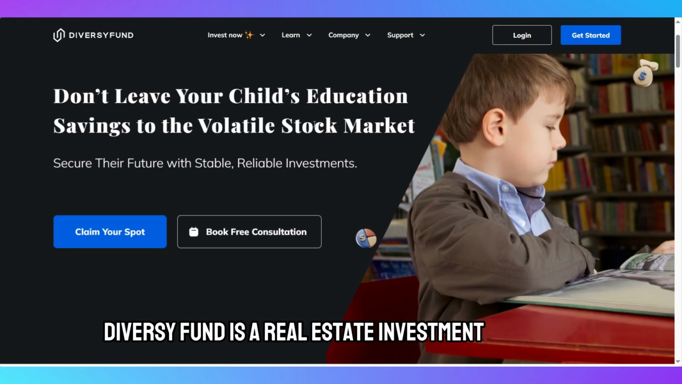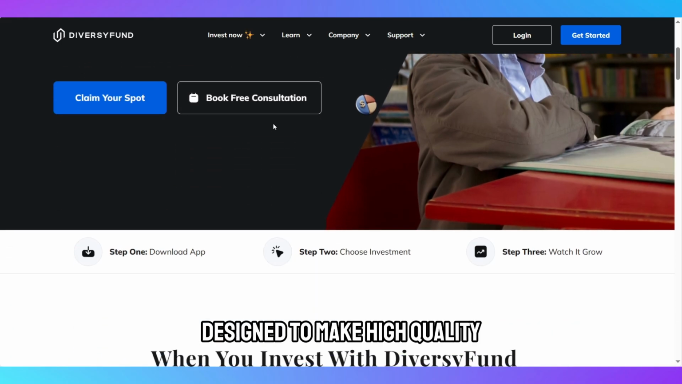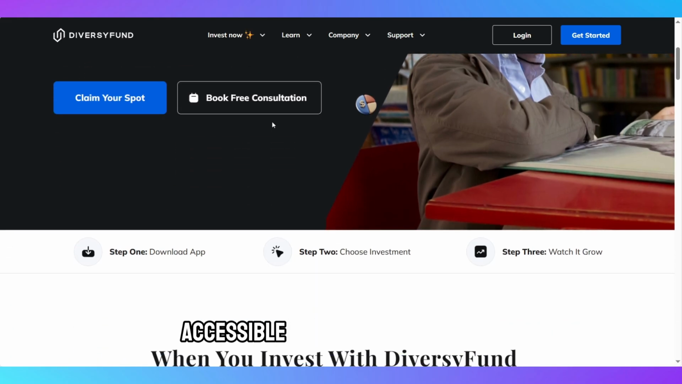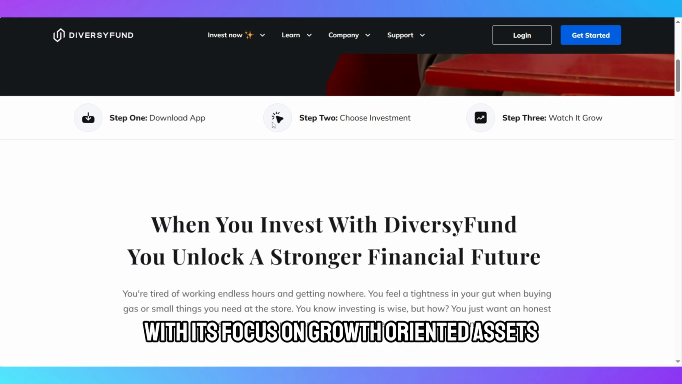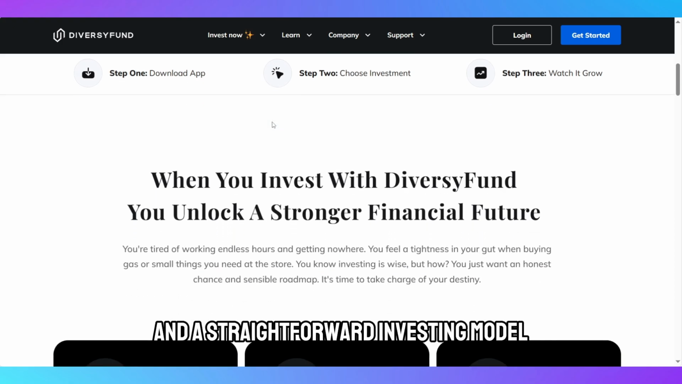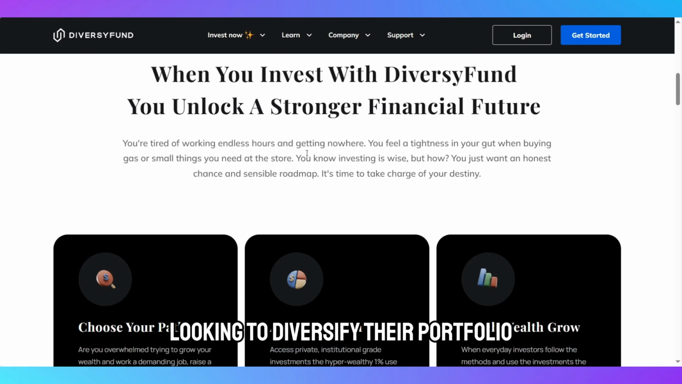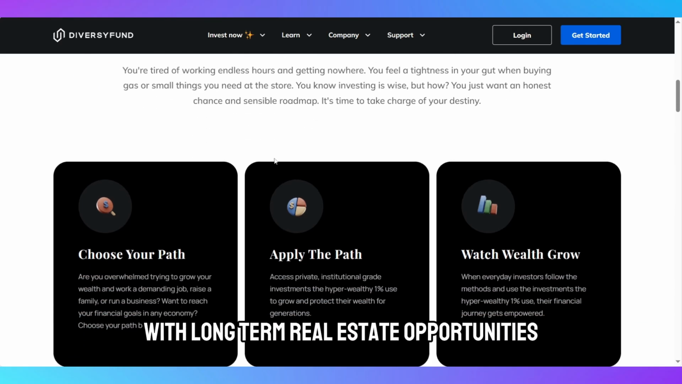DiversyFund is a real estate investment platform designed to make high-quality commercial real estate accessible to everyday investors. With its focus on growth-oriented assets and a straightforward investing model, it's an excellent choice for individuals looking to diversify their portfolio with long-term real estate opportunities.